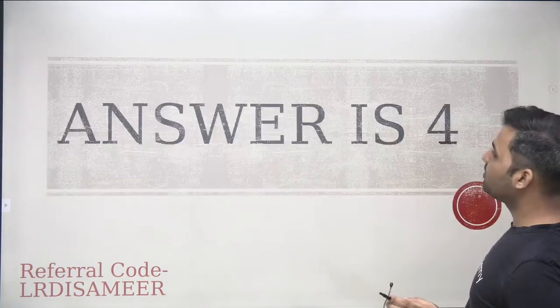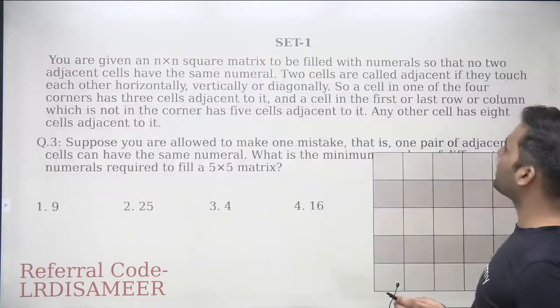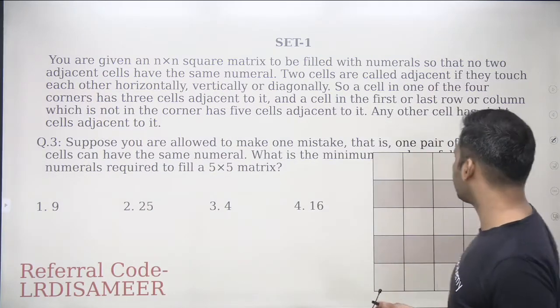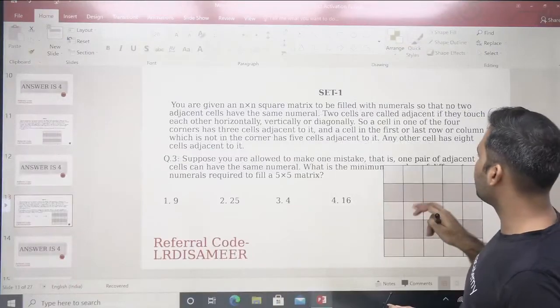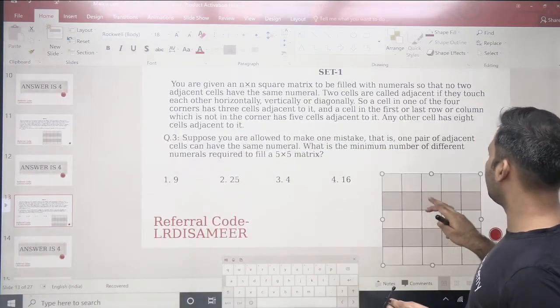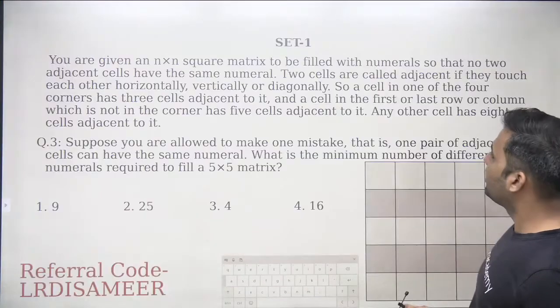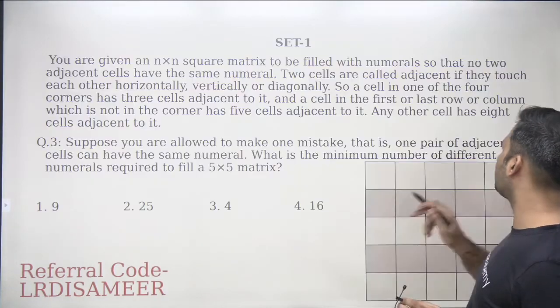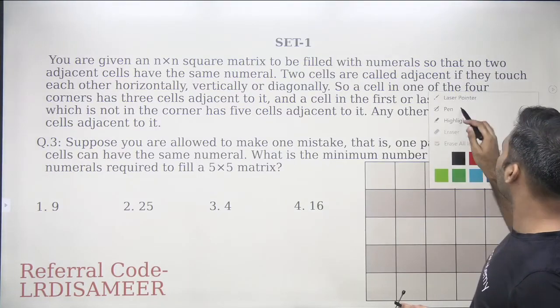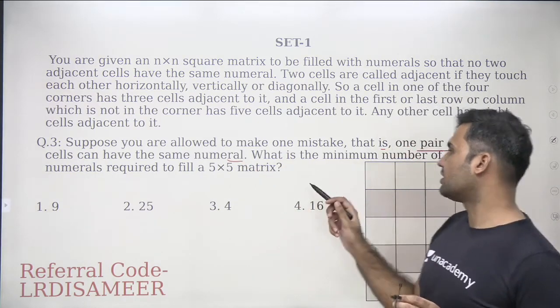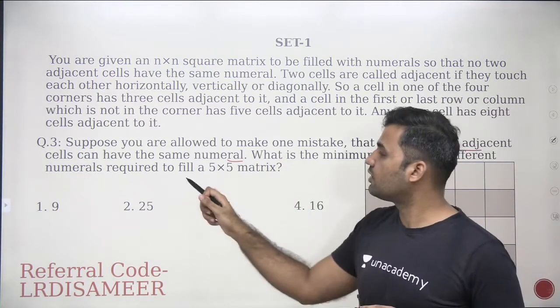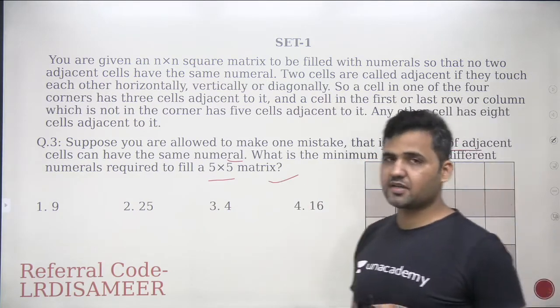Let's look at the question number 3. So the answer to the previous question is 4. Here is question number 3, guys. Now question number 3 says that suppose you are allowed to make one mistake, that is, one pair of adjacent cells can have the same numerals. What is the minimum number of different numerals required to fill a 5 into 5 square matrix?